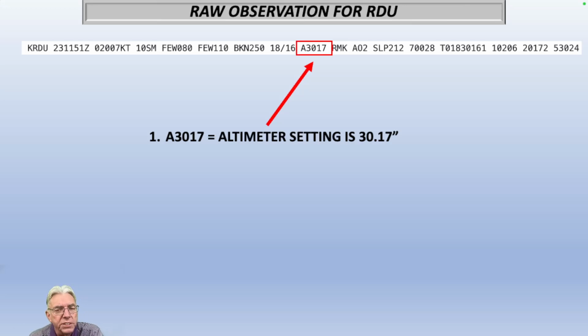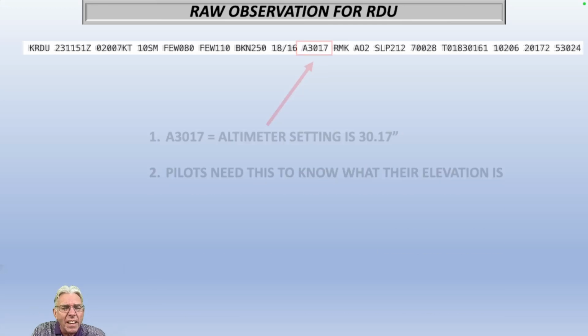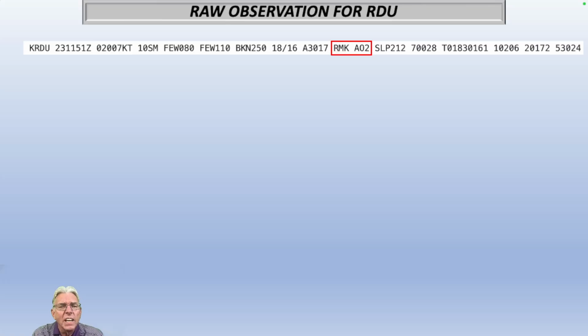Okay, A3017, that is the altimeter setting, and you put a decimal point in the middle of those 4 digits, and this is what pilots use to make sure they know how high they are off the ground. It's very critical information for them to make sure that they don't crash or never land. And for us, this is basically what your home barometer would read. If you had a home barometer hanging on the wall, it would read in inches of mercury, which is what that is.